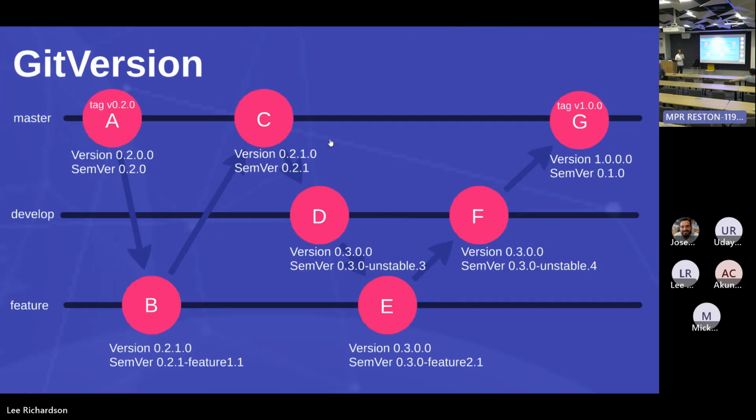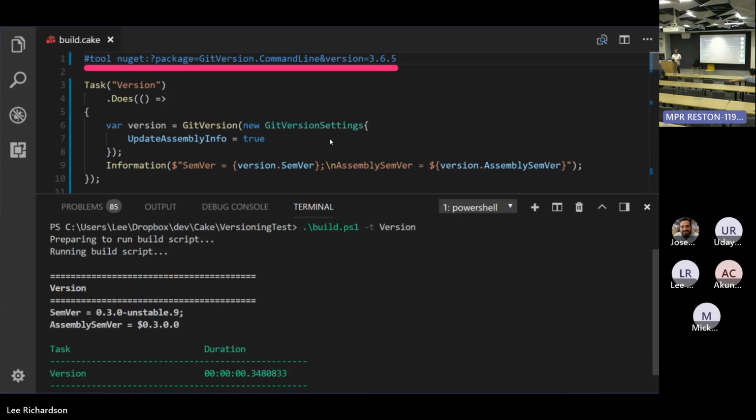So this is GitVersion. It's a wonderful tool. It's not specific to Cake, but like a lot of things in the .NET ecosystem, it has a Cake plugin. And that is done with tools. So I haven't told you about tools yet, but tools in the Cake world are a way to bring in not just additional functionality, but an actual additional exe file.